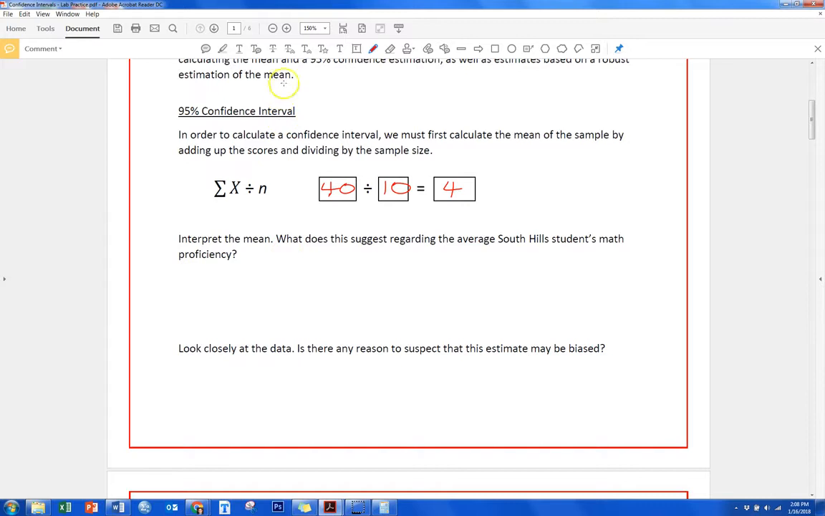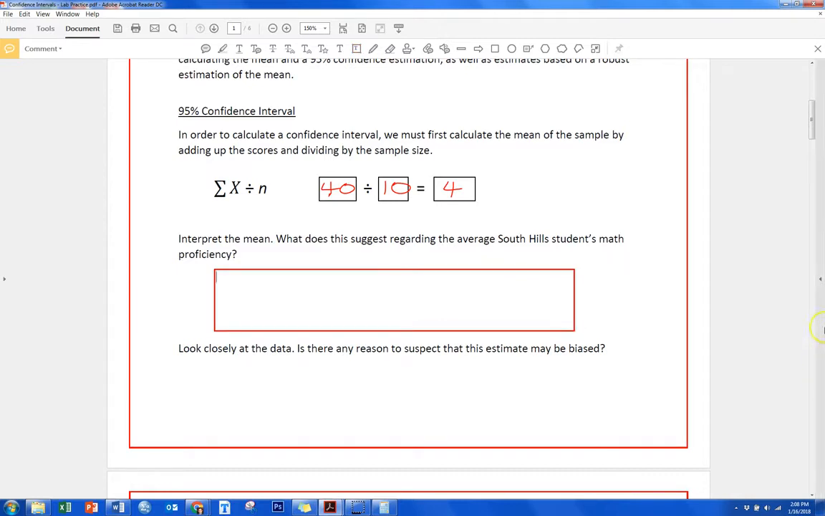So we're going to go ahead and write this right down here. Go ahead and we'll put a text box there. So on average, the students at South Hills School had a mean math score of 4.0. I'll say 4.0. The question here is, well, how far do we take the decimal places?